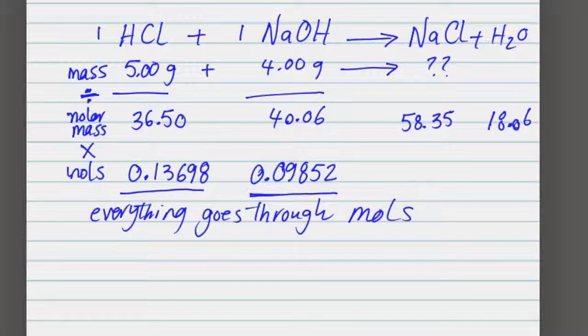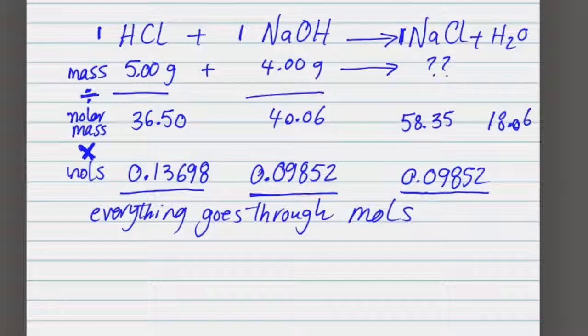So since the ratio here is also 1, so 1 to 1 to 1, we're gonna put this here, 0.09852. And so as we can see, we calculated the moles of sodium chloride. Now, how do we get the grams? This is where the multiplication here comes in place.